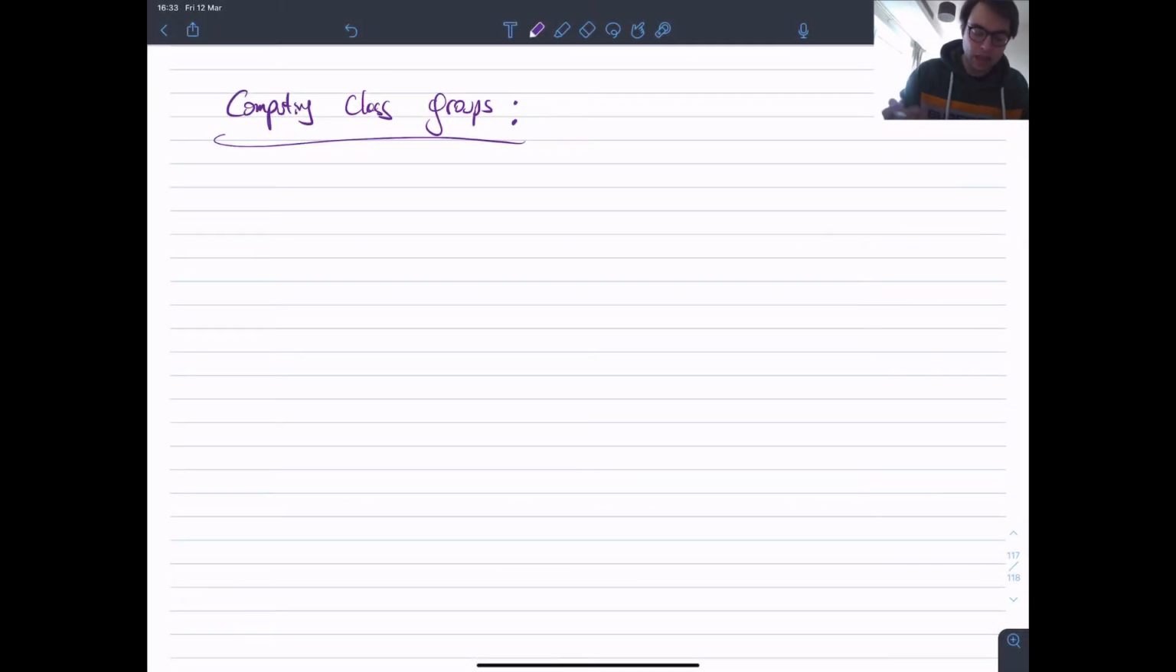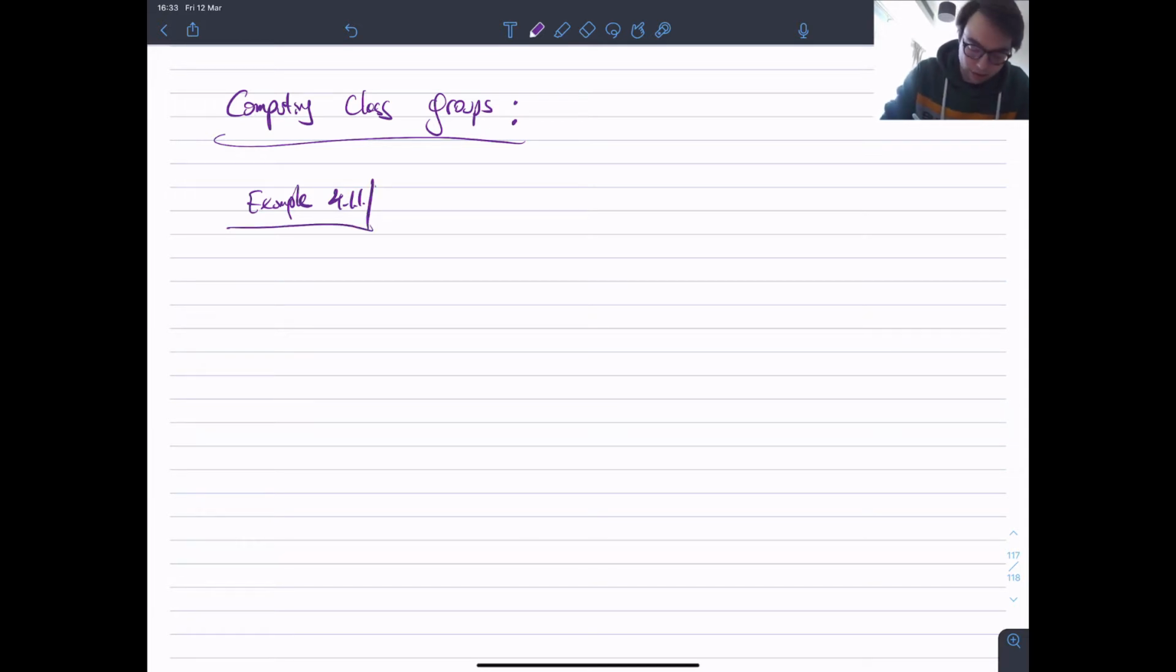As promised, now we're going to start computing some examples. So we're going to compute some class groups and write down what they look like, as groups and so on. So let's start with a very simple example. Computing class groups, Example 4.1.1.